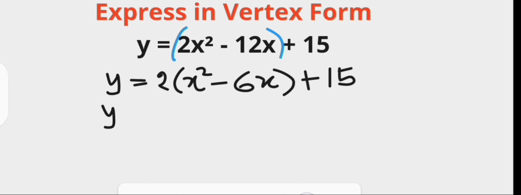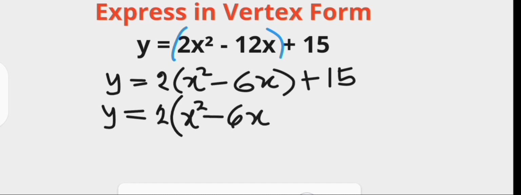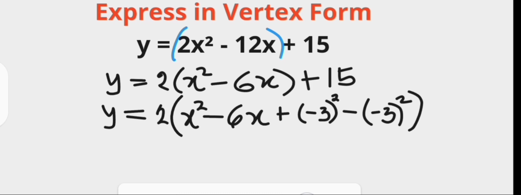Now this becomes y equals 2(x² − 6x). Now the constant to add to make this a perfect square is the square of half of the coefficient of x. The coefficient of x is −6. Half of it is −3, so we'll be adding and at the same time subtracting the square of −3 to the terms in the bracket. So that makes it as if nothing has been done on it, or it's like adding 0, then plus 15.